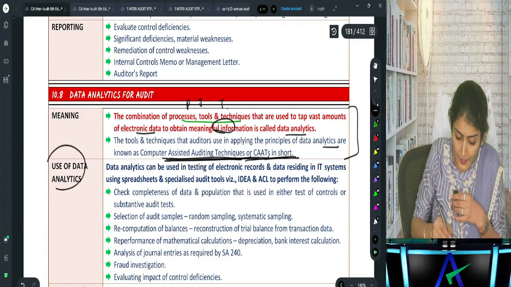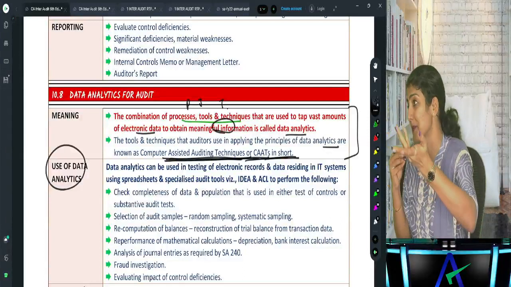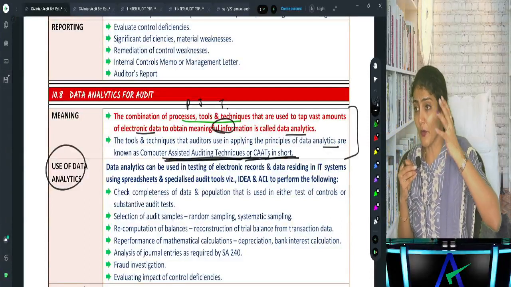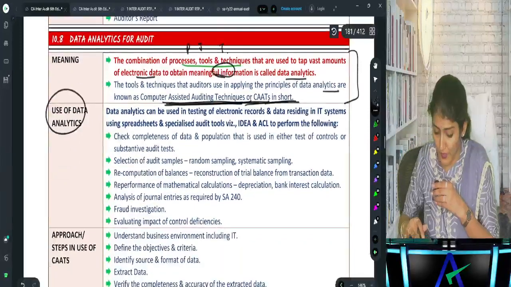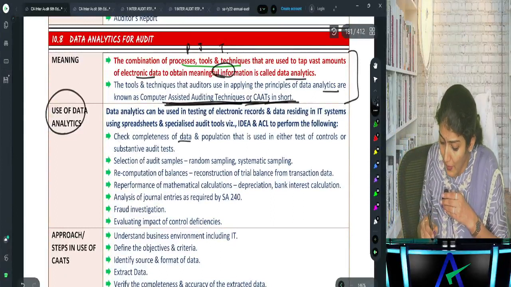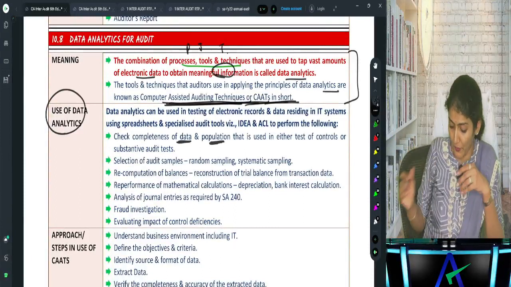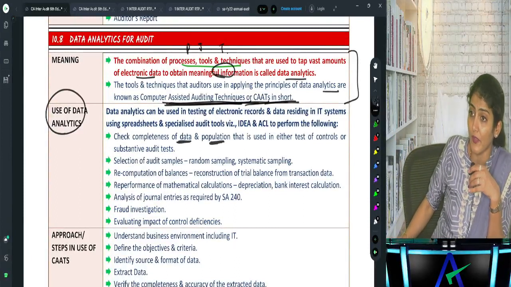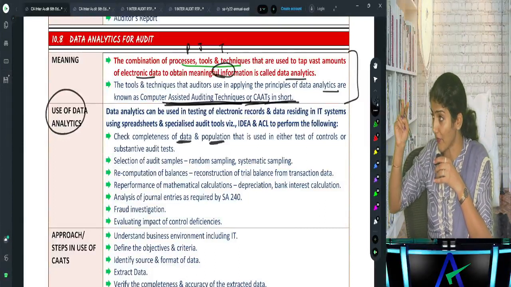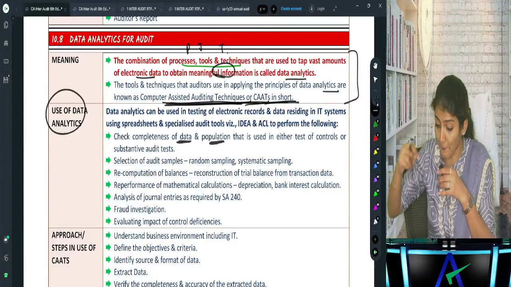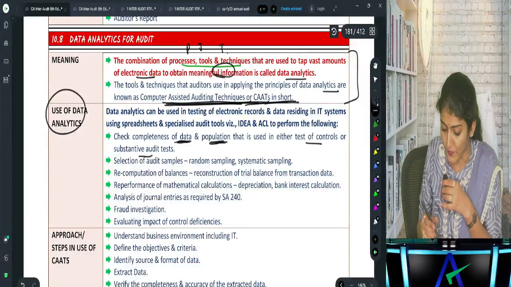Now, where in an audit can you make use of computers? Where in an audit can you use data analytics? Simple logic. One, it says for checking the completeness of the data and population. Today when we were studying the characteristics of the population, what was the second characteristic? ACR, three characteristics: appropriateness, completeness, and reliable. So this C stands for completeness. So now it says you want to check the completeness of the data and population, which is to be used for TOC or substantive.